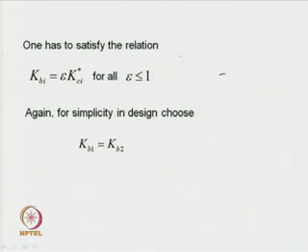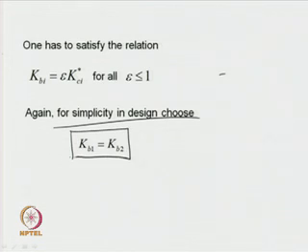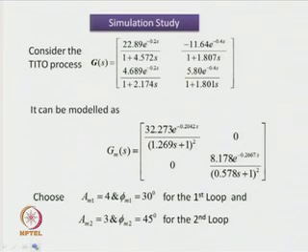Again, for simplicity in design, generally one chooses KB1 equal to KB2. So, with this choice, it is easy to design all the parameters of the controllers employed in the TITO system. Next, we shall go to the simulation study.